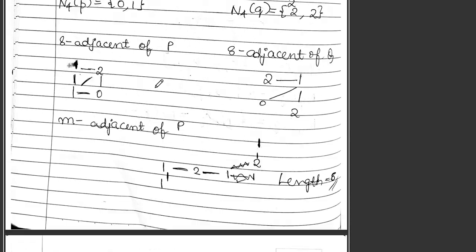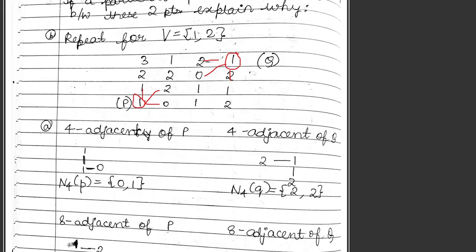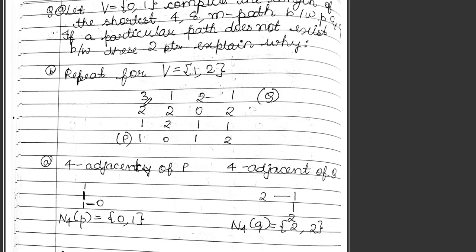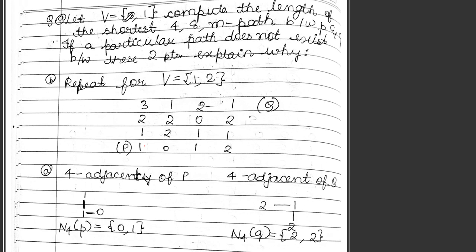So now we'll look into the 4 adjacency path that is present in between this. Now, as of now, we have taken only the individual paths. Now we'll try to create a permanent path that will exist between P and Q using M adjacent. You have to keep in mind the set values or the points that you consider for the path should only have 0 and 1, and no other value should be present.